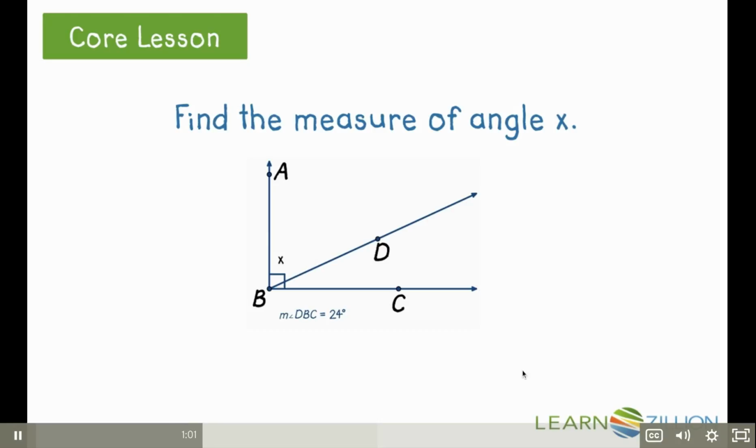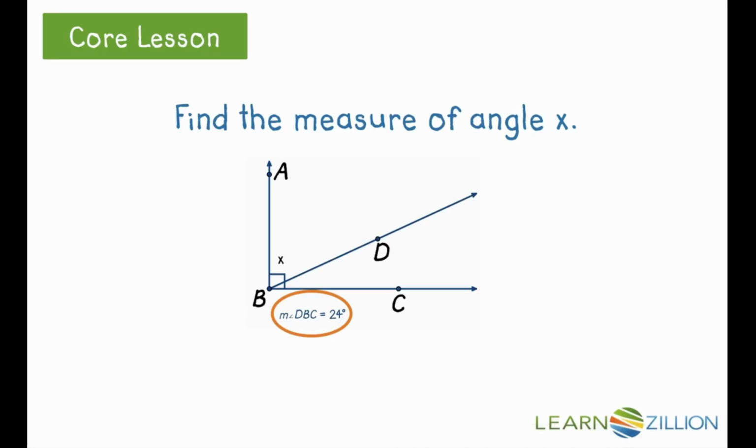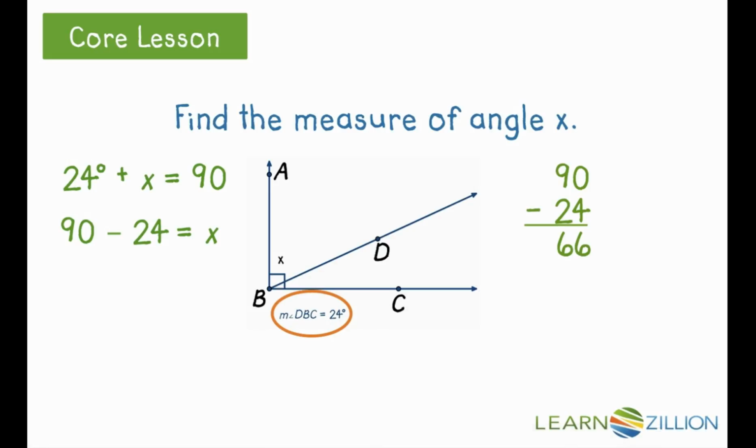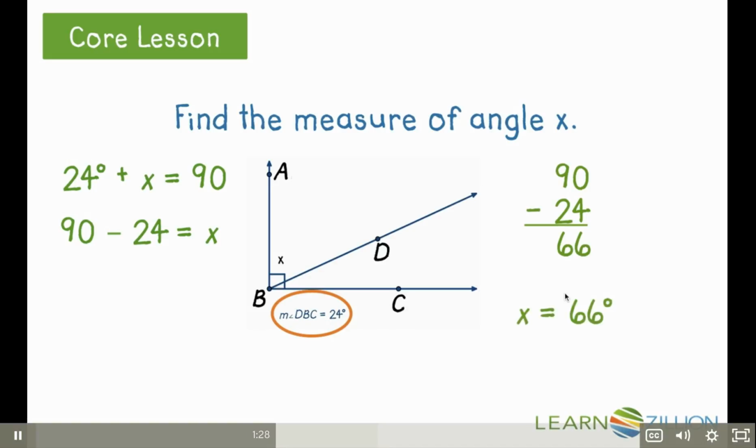Since angle ABC equals 90 degrees, and the problem tells us that angle DBC equals 24 degrees, we can subtract angle DBC from angle ABC to find the measure of angle ABD. We know that 24 plus x will equal 90, so 90 minus 24 will equal x. That equals 66, so x equals 66 degrees.